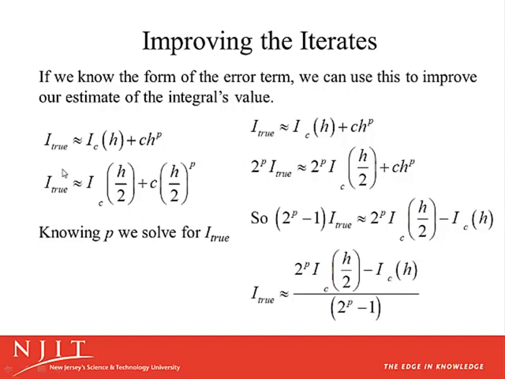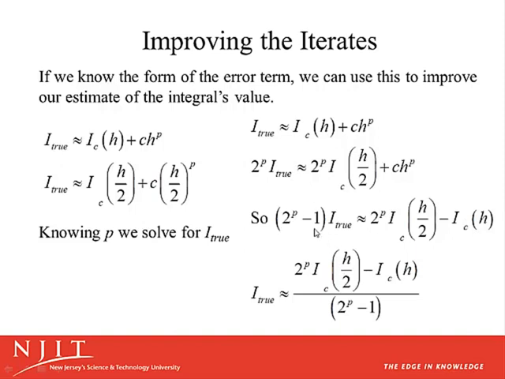How we do that is that we multiply the second equation times 2 to the p. So the first equation stays the same. The second equation is multiplied by 2 to the p. That enables us to just subtract, eliminating the c h to the p terms, and we get 2 to the p minus 1 times the new, updated true value is approximately 2 to the p times the finer estimate, the estimate that we have for the integral on the finer mesh, minus 1 times the computed value on the coarser mesh.